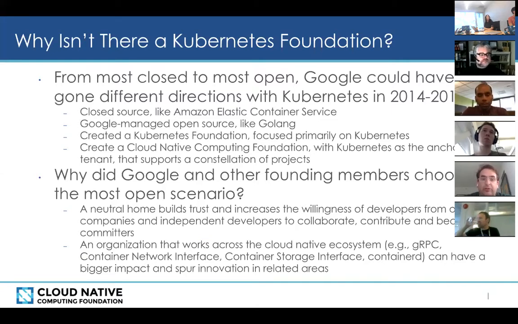The third option is they could have created a Kubernetes Foundation that would mainly have just been the home of Kubernetes. But they made the decision, and then they brought in all the other partners from around the community, and all agreed to create this Cloud Native Computing Foundation that had Kubernetes as the anchor tenant, but the whole idea was to support a constellation of projects. And the belief was that in doing so, they would have more support and be able to accomplish more.